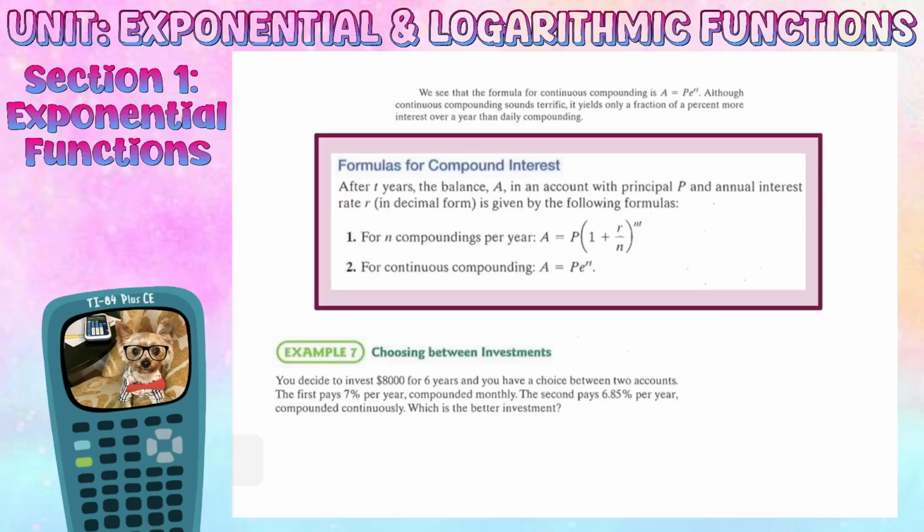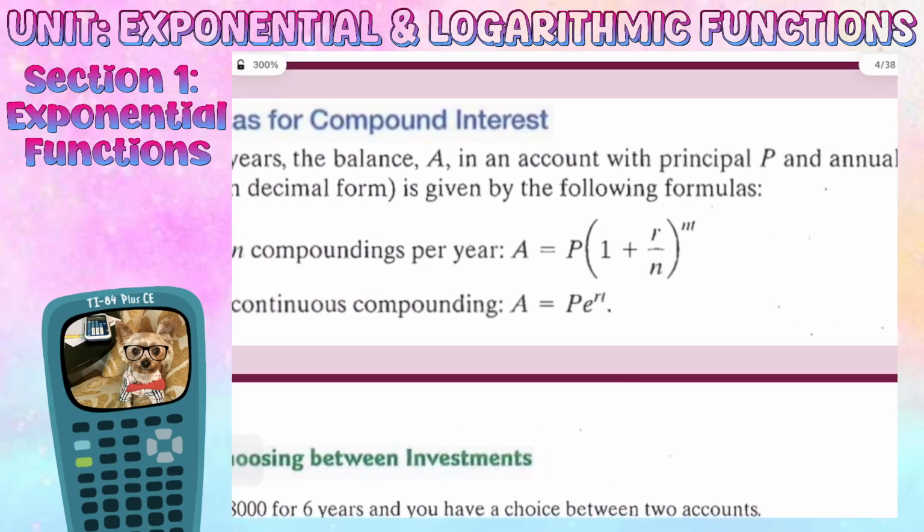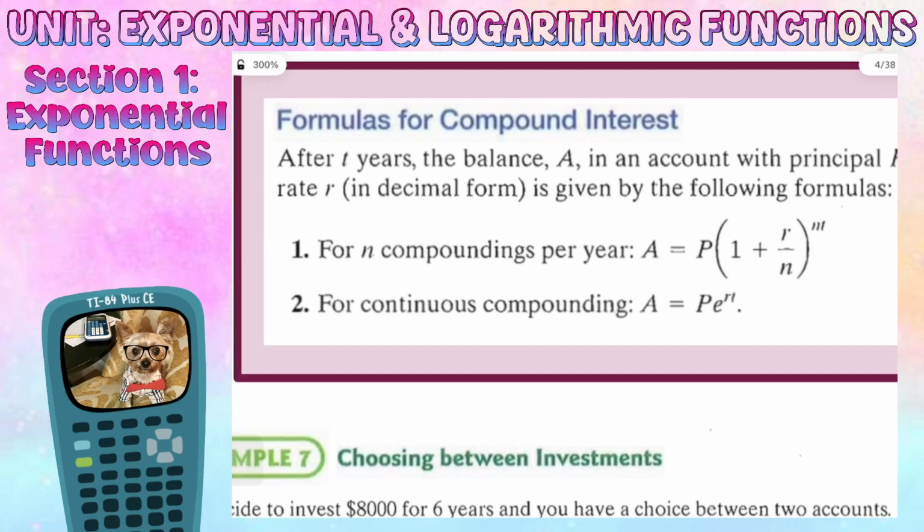Hey everybody, we are going to dive into example 7 over here where we're choosing between investments. We're talking about banking problems, percent growth, and things like that. So in a nutshell, very quickly I want to discuss these two formulas. The first formula here, A equals P times the quantity 1 plus R over N, raised to the N T, is used for N compoundings per year.